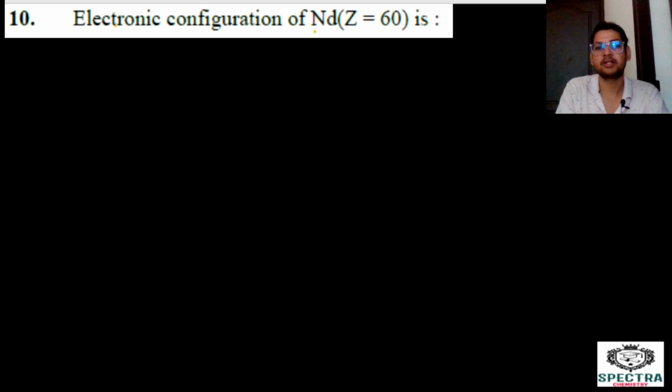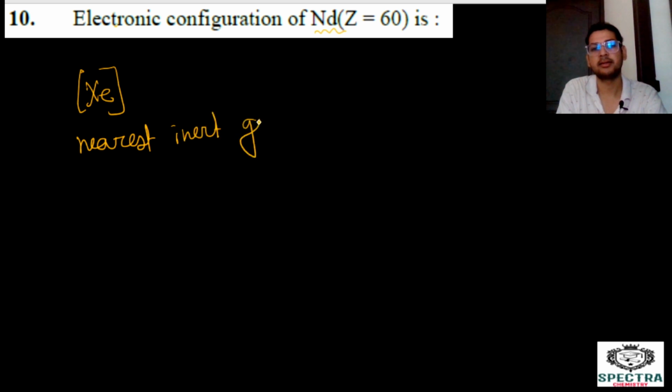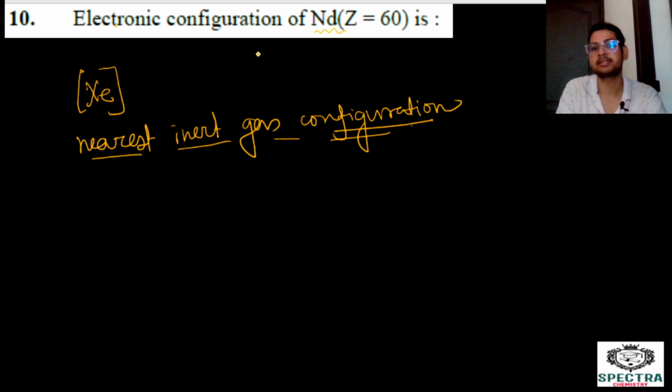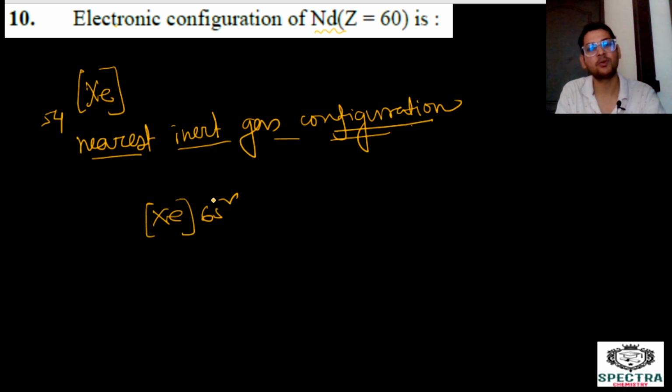Sir, electronic configuration of neodymium, how to do it? Sir, it's very easy. We will always think about the nearest inert gas configuration. Nearest inert gas configuration, xenon is 54. So xenon 54, I got it. Okay, after xenon, then electrons will go to 6s2.